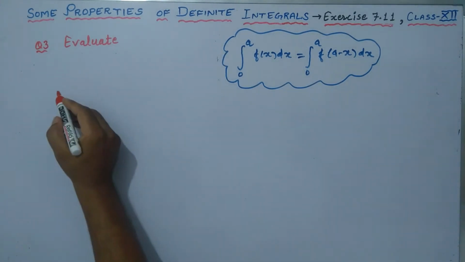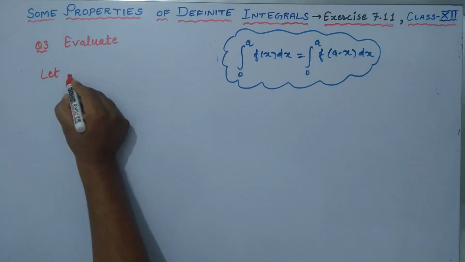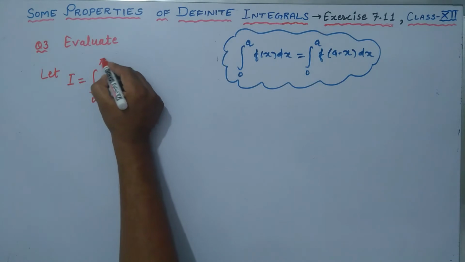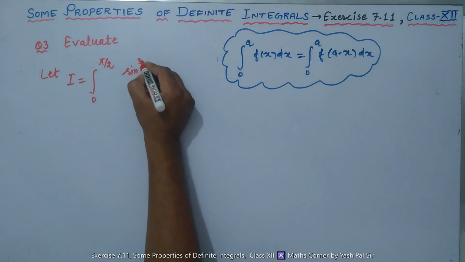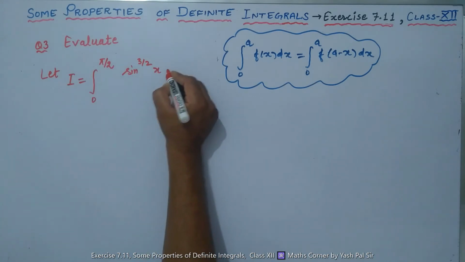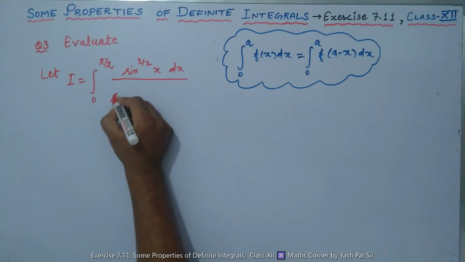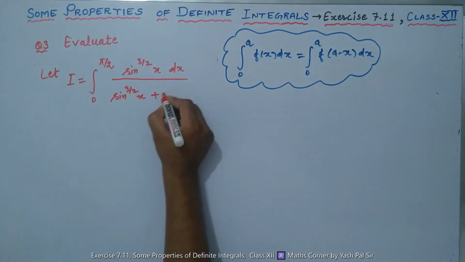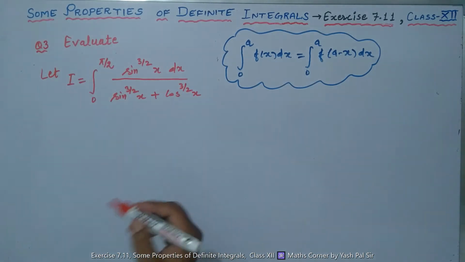In question number 3 also, let I be equal to the integral from 0 to pi by 2 of sine raised to power 3 by 2 x dx divided by sine raised to power 3 by 2 x plus cos raised to power 3 by 2 x.